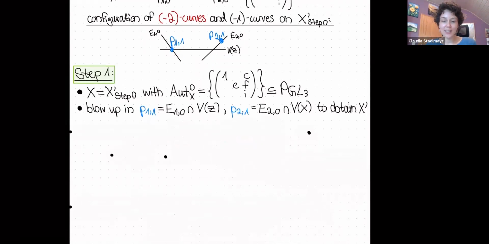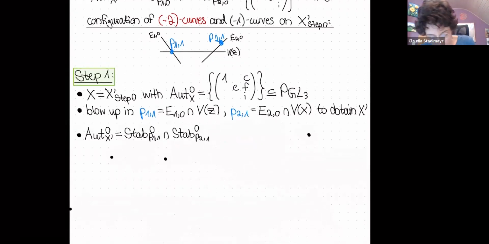Okay, then by Blanchard's lemma, again, we can compute the connected component of the automorphism scheme as the intersection of the connected stabilizer subgroup schemes. And for the first point, let us observe that P11 is the point of intersection of 2 -1 curves. I told you that -1 curves are rigid, so they are preserved by Aut X0, and therefore their point of intersection has to be fixed. Therefore, the stabilizer of this point of intersection is our whole group. So this first stabilizer is Aut X0.